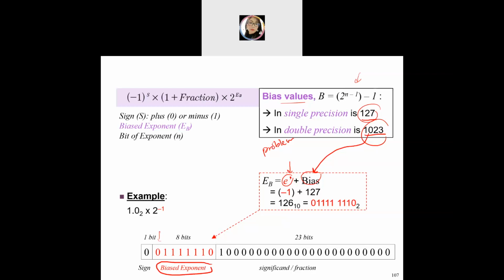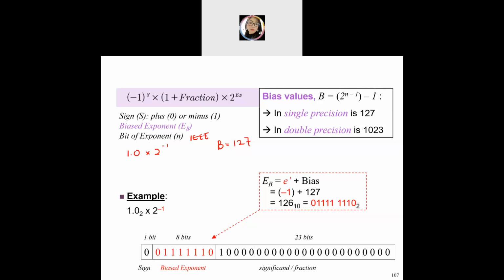Okay, let's take a look at the example. You are given the value 1.0 times 2 to the power of -1. It directly shows that it is normalized for IEEE. You need to look into the question. If the question mentions single precision, your value of B equals 127. If double precision, it is 1023. Later on you can apply it.